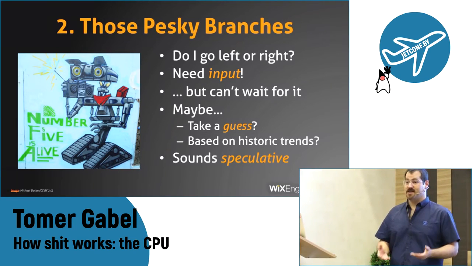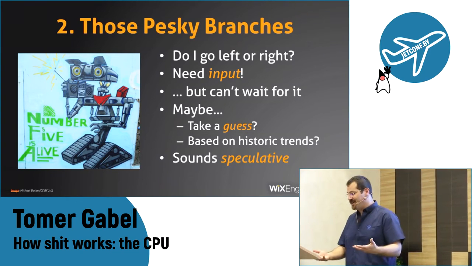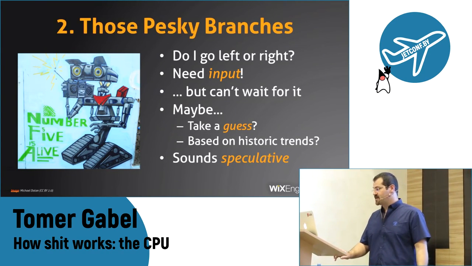Speculative execution is a big thing. It's a big thing in Java. It's a big thing on the JVM, on the CLR, and in any kind of engineering process.